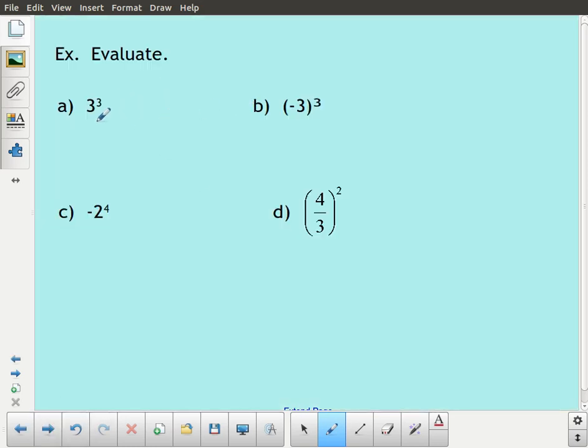So we end up with questions like this. Very simple. These are just evaluate. You could evaluate these on your calculator, of course, but it's very important that you know what they're supposed to look like algebraically.